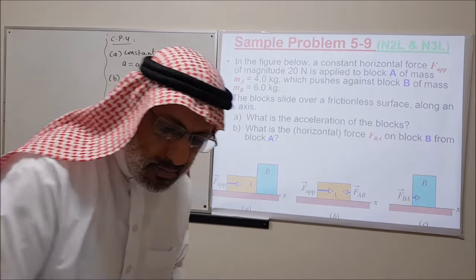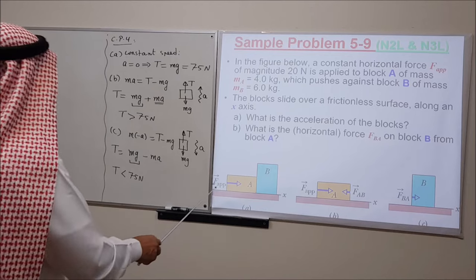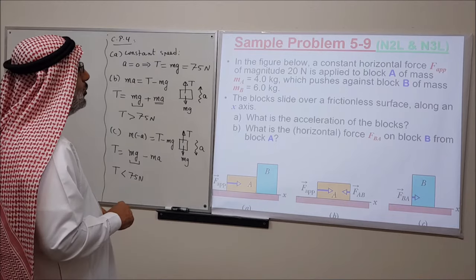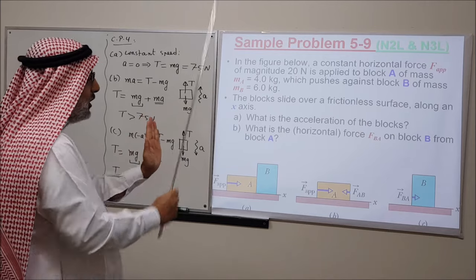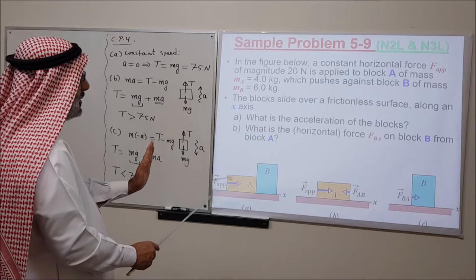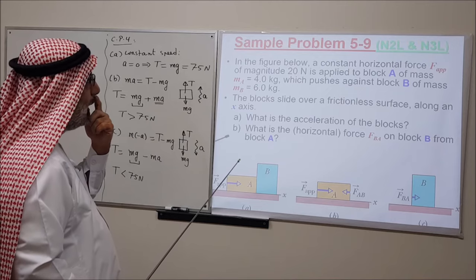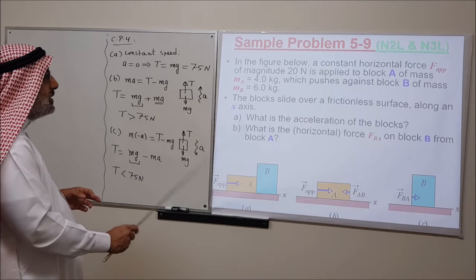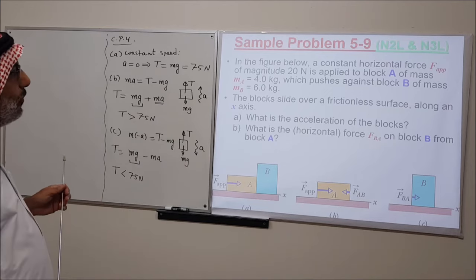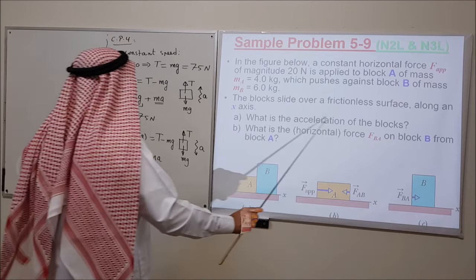The example says, in the figure below, a constant horizontal force of magnitude 20 newtons is applied to block A. So we have two blocks, they are touching, and we are pushing one of them. We are pushing A with a force that is directed to the right, has a magnitude of 20 newtons. It is applied to block A of mass 4 kilograms, which pushes against block B of mass 6 kilograms. The blocks slide over a frictionless surface along an x-axis. What is the acceleration of the blocks?